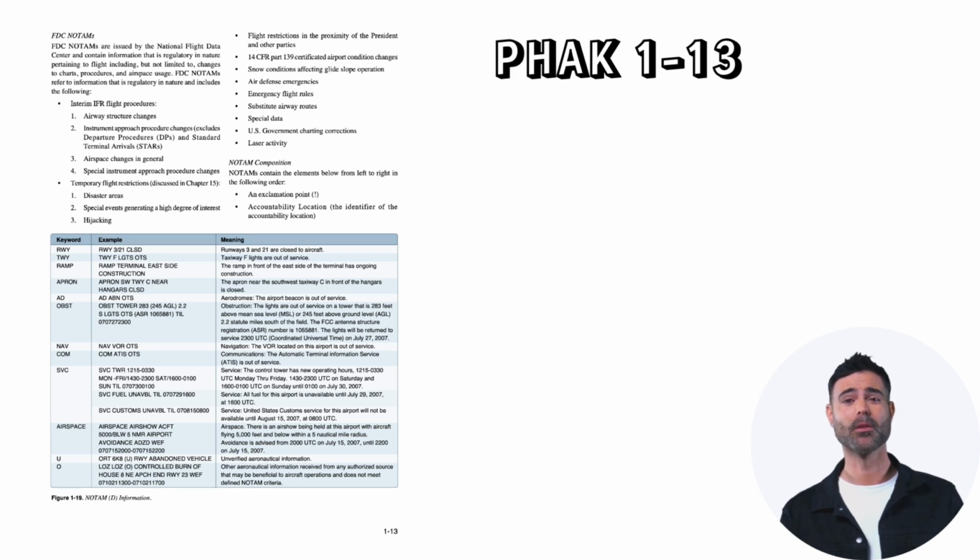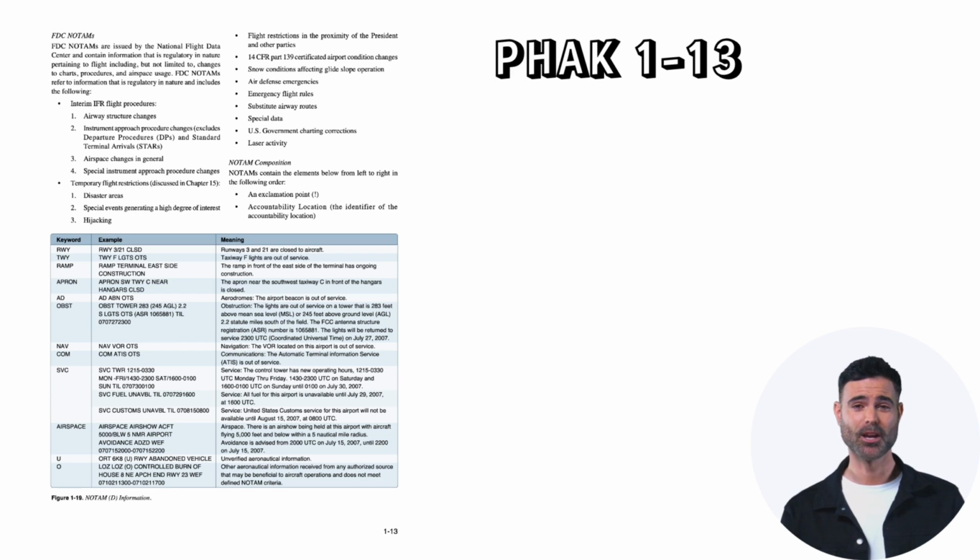FDC NOTAMs refer to information that is regulatory in nature and includes the following: interim IFR flight procedures. 1. Airway structure changes. 2. Instrument approach procedure changes, excludes departure procedures, DPs, and standard terminal arrivals, STARs. 3. Airspace changes in general. 4. Special Instrument Approach Procedure changes, temporary flight restrictions, discussed in Chapter 15.